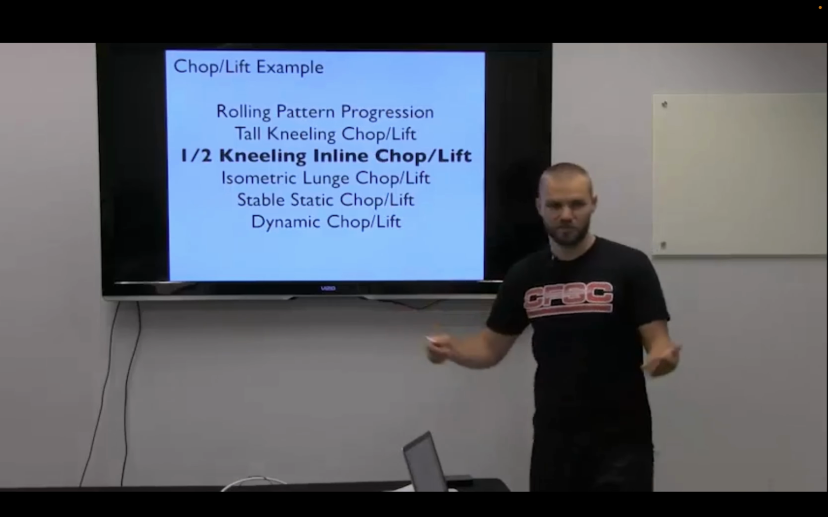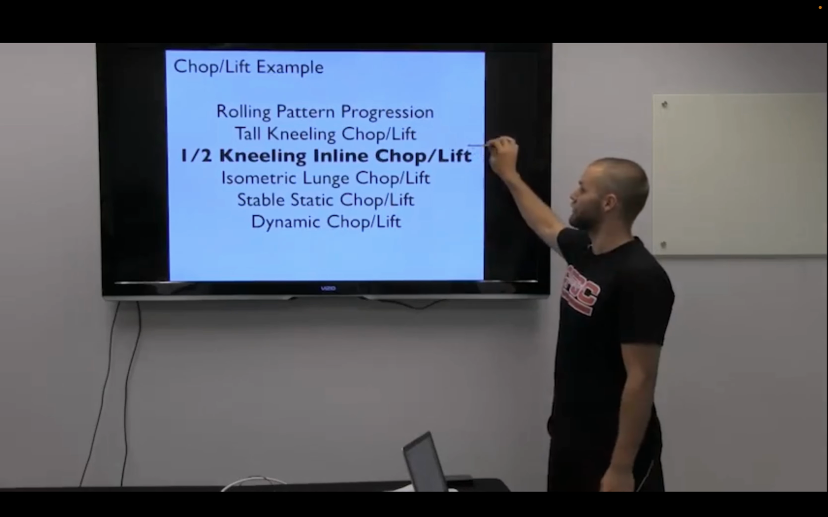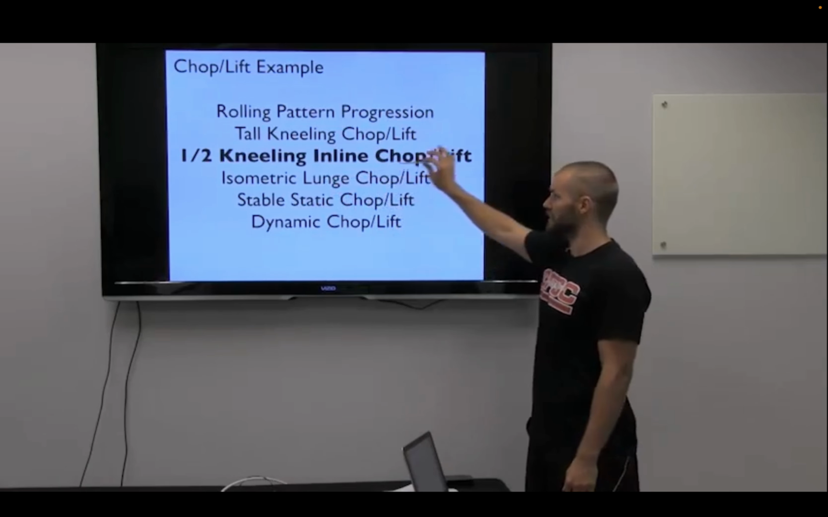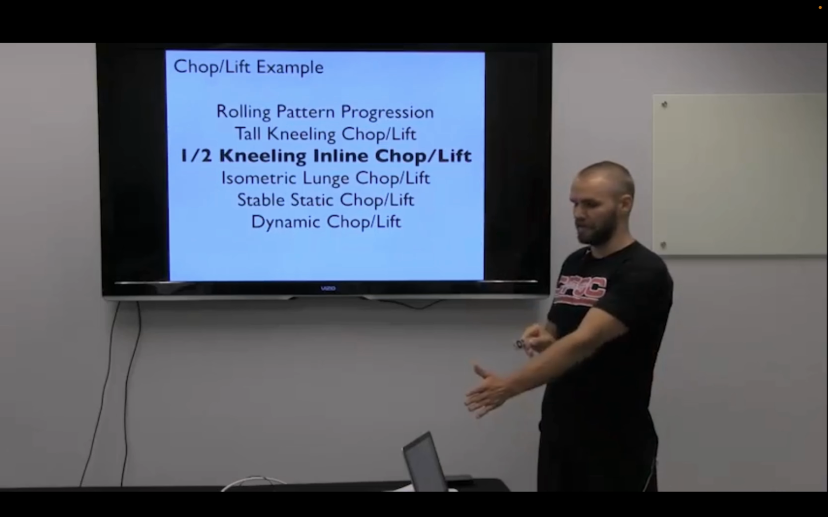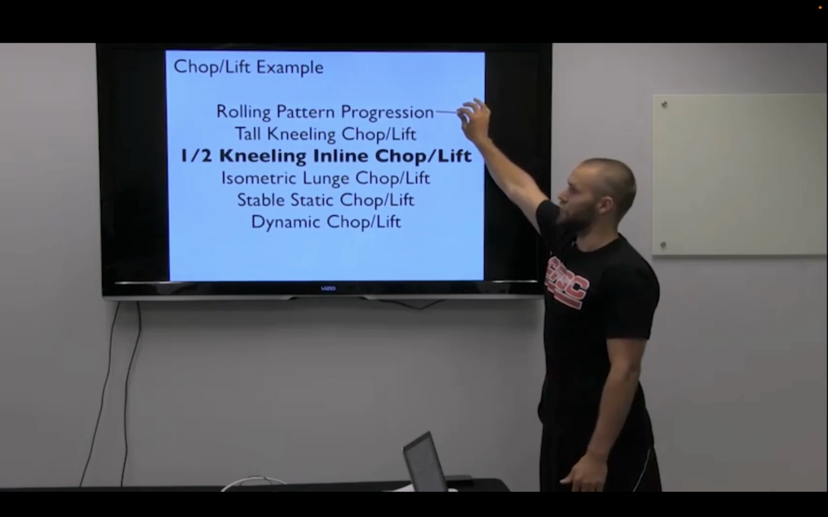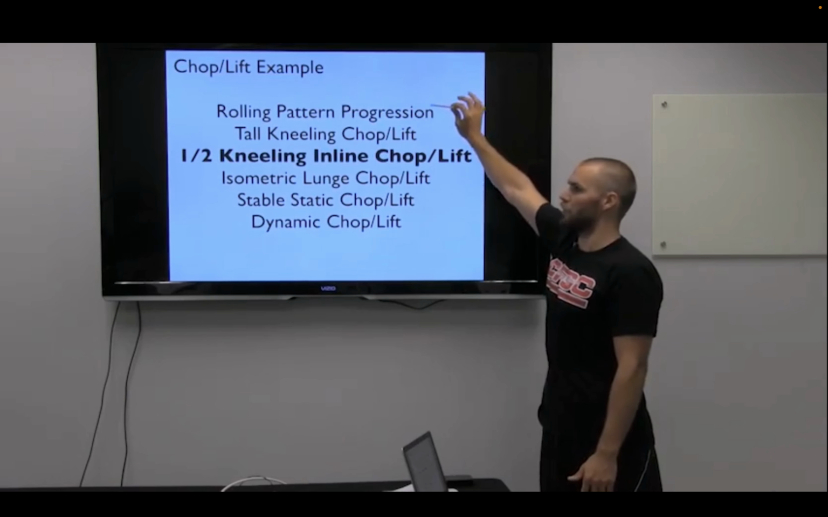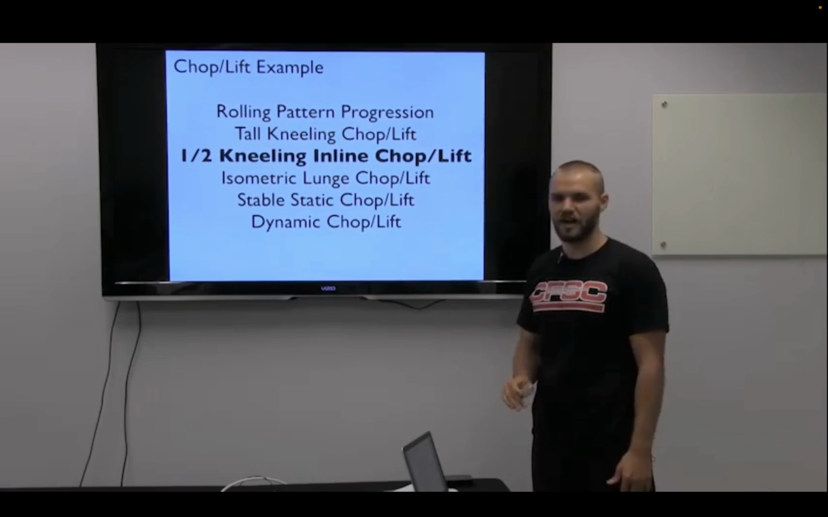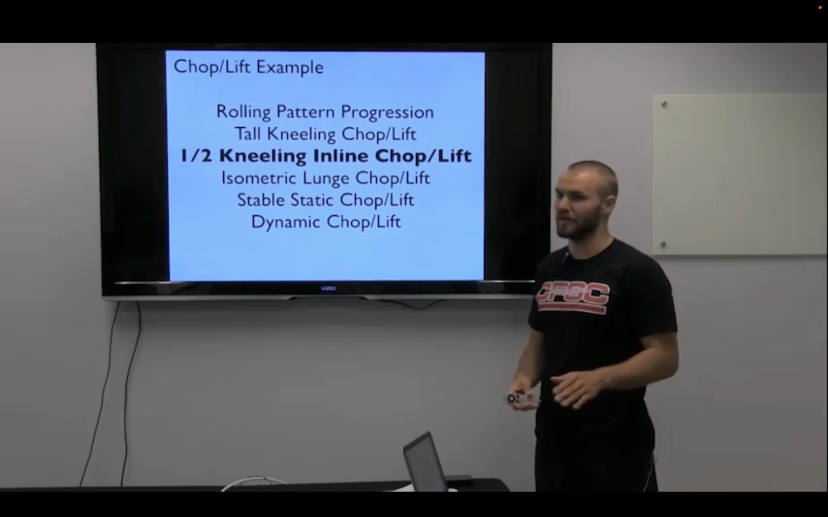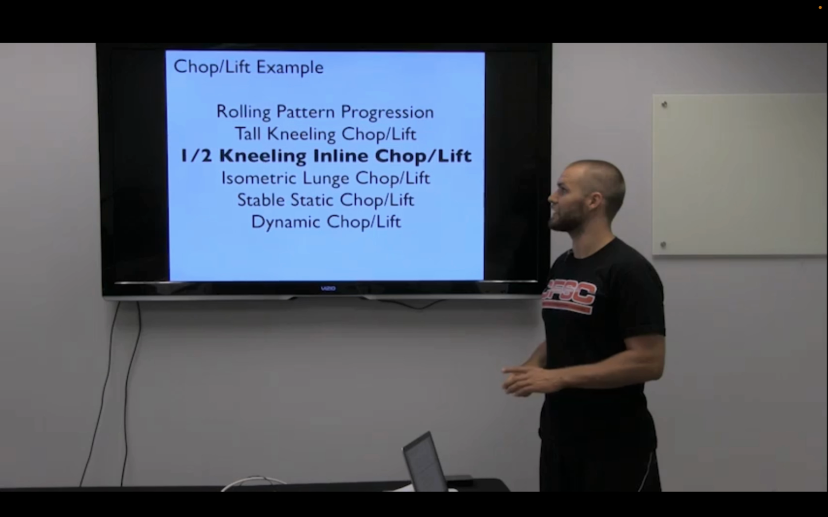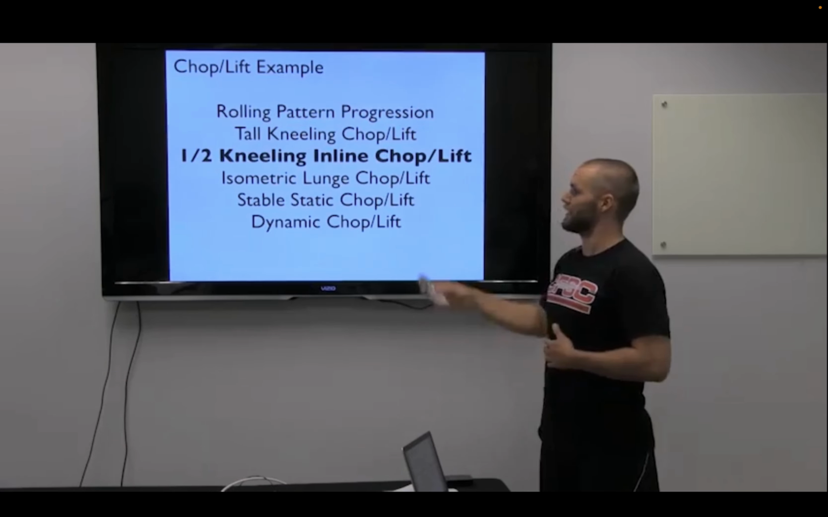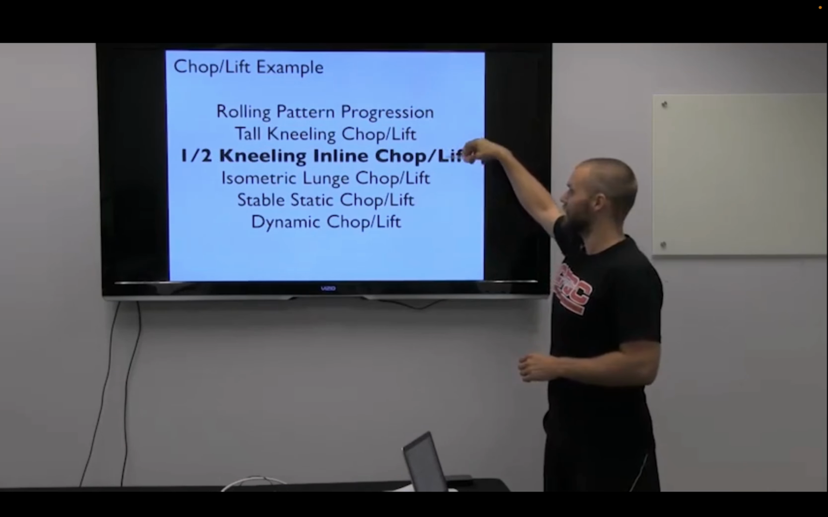All right, so just to give you another example, chop and lift. Baseline for us, everyone who starts, comes in, does a half kneeling, inline, chop, and lift. If you can't do that, you go tall kneeling, and then you go rolling pattern progressions. Rolling pattern progressions are a whole other talk. We can talk about it later. You can look that stuff up on your own. I suggest looking at, obviously, the SFMA stuff and Charlie Weingroff stuff, but that's a little bit beyond this talk.